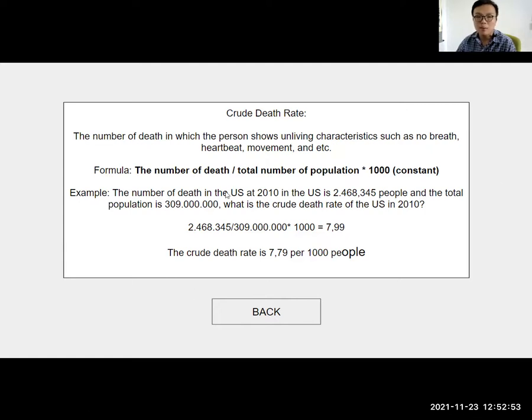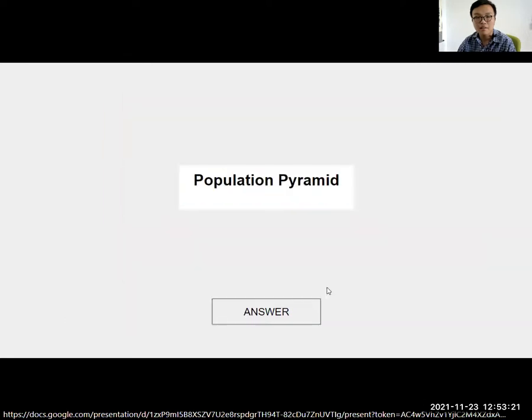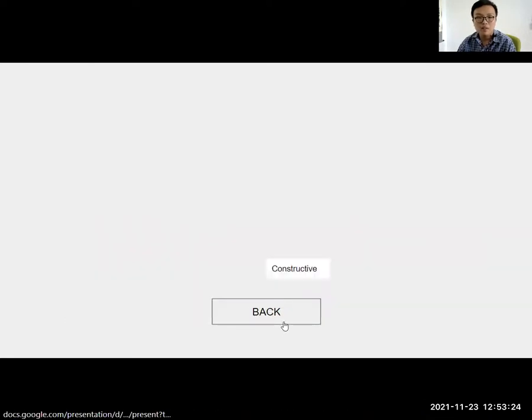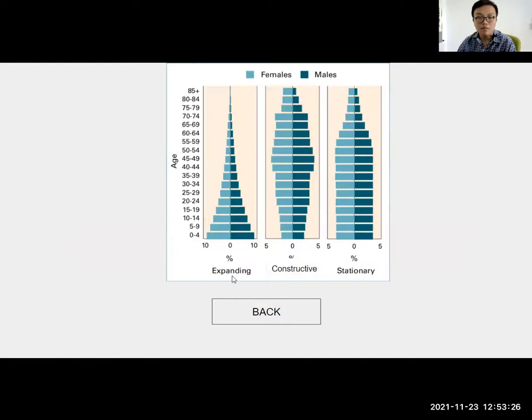The example is the number of deaths in the US in 2010 is 2,468,345 people. The total population is 309 million people. What is the crude death rate of the US in 2010? So you just need to divide it, multiply it by a constant, and you'll get that there are 7.99 people per 1,000 people that die.